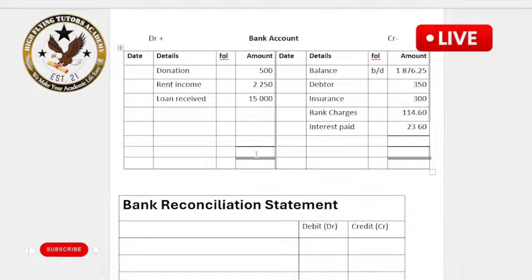Add the debit side and tell me how much is the answer right there on the chat. I'm waiting for the answer on the chat right there. Please help me. Answer in the chat, how much is it? Can everyone put the answer on the chat there?